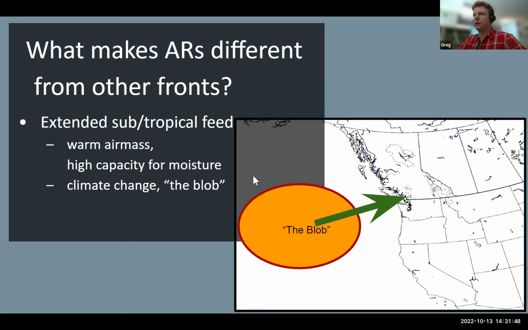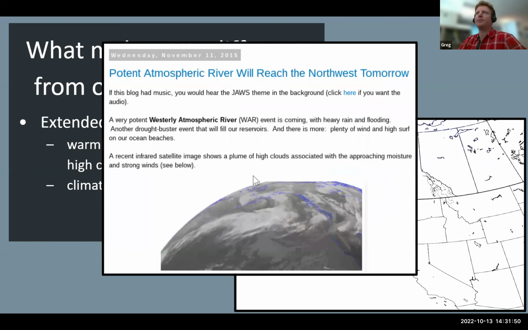And we do occasionally see these types of events. This event back in 2015, where there's a westerly atmospheric river event. And then that gets into, do you still call it an atmospheric river or not? If it's just westerly, if it doesn't have a poleward water vapor transport component to it, and that's up for debate.